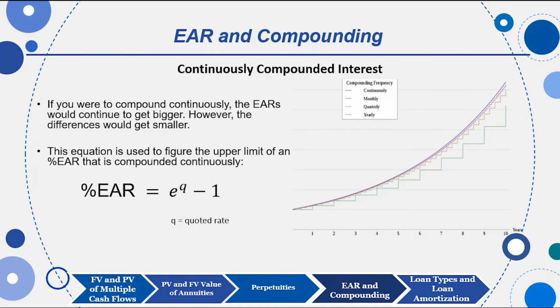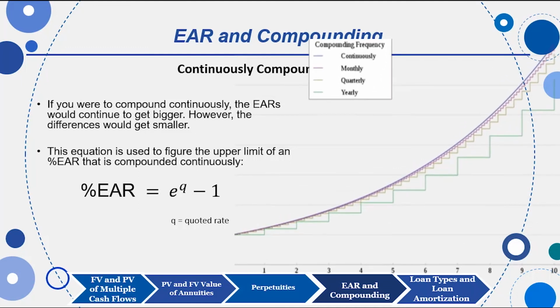If you want to compound continuously, you could put a very, very large number in for M. The graph will still look like this. The other way to calculate that is to go e to the q, where q is the quoted rate. So the EAR is e to the q minus 1. And you can see from the graph it's an exponential curve, increasing exponentially. As you go continuously, that will be the highest of the M's, if you will.